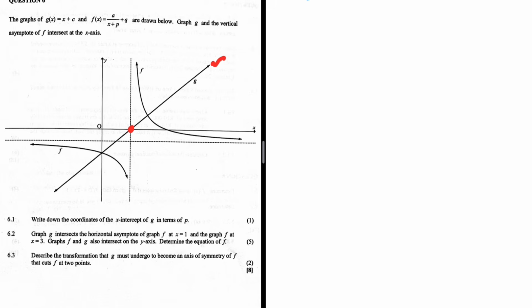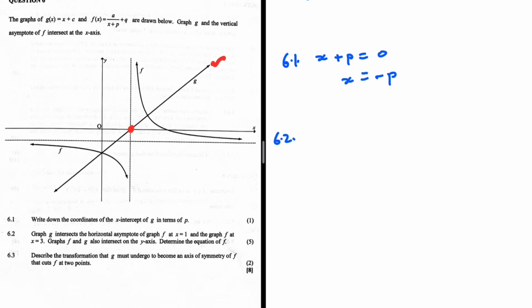They intersect at the vertical asymptote. But how do we find the vertical asymptote again? The vertical asymptote is where x plus p equals 0, so x equals minus p. So we know that the x value where they intersect is minus p.